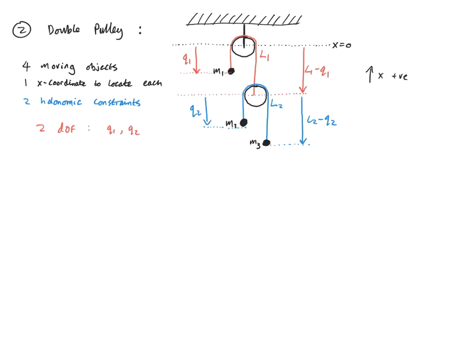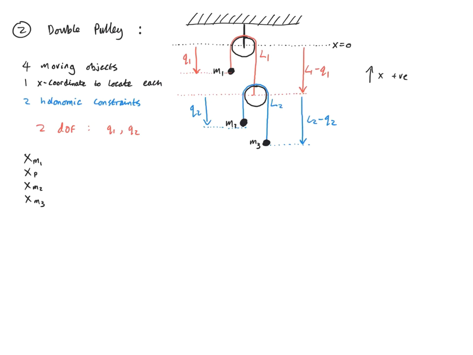I'm saying that Q1 is going to be the position of mass number 1 relative to its pulley, and Q2 is going to be the position of mass number 2 relative to its pulley, which is actually something that's moving. The pulley position here is actually completely determined through the rope constraint. It's completely tied to the generalised coordinate Q1, and the position of mass number 3 is completely tied to Q2 through the second rope constraint. So let's now specify the x-coordinates of these 4 moving parts in terms of our 2 generalised coordinates.